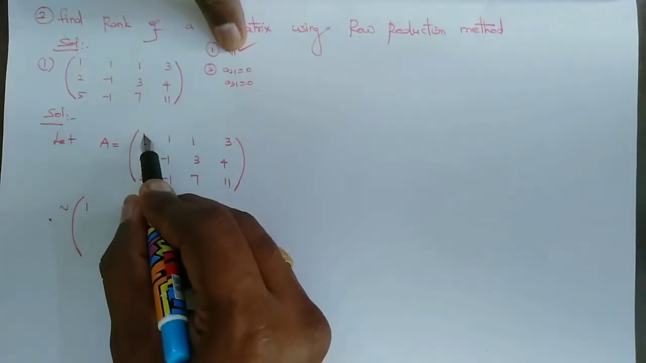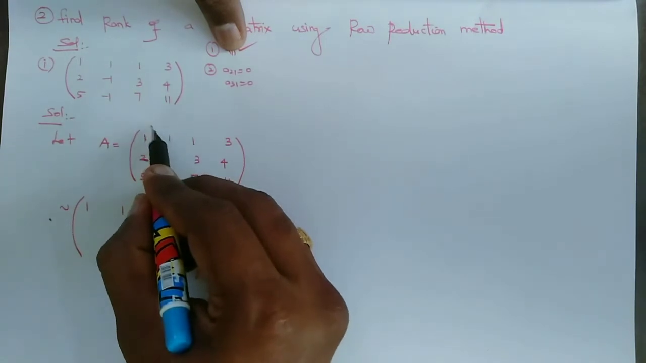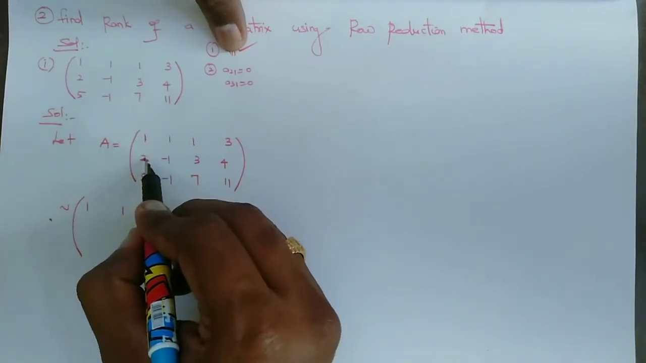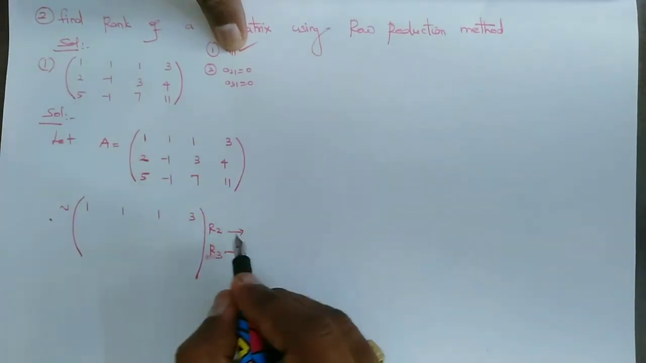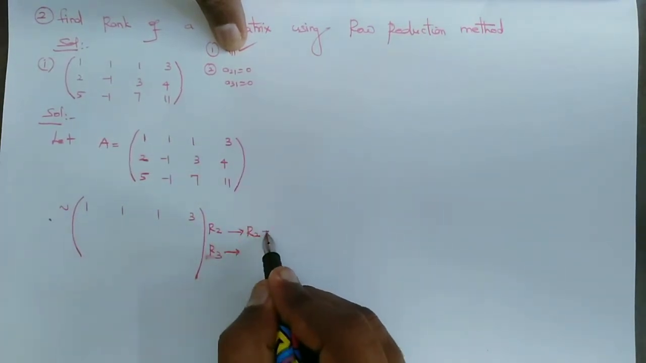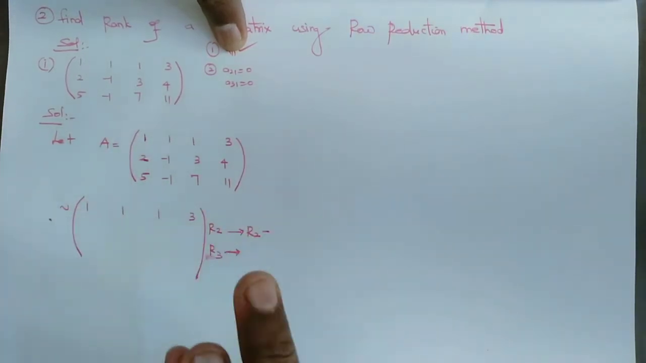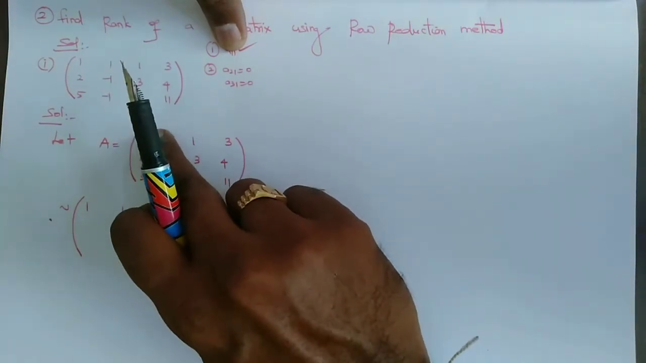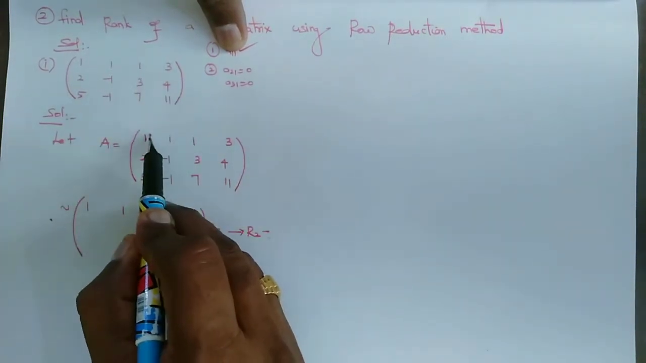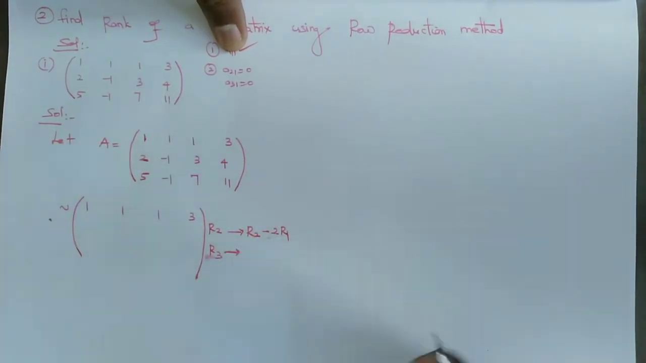I need to multiply this one with minus 2. This is 1, and 1 into minus 2 is minus 2. Minus 2 plus 2 becomes 0. For this to become minus 2, I need to multiply R1 with minus 2. So R2 becomes R2 minus 2 R1.